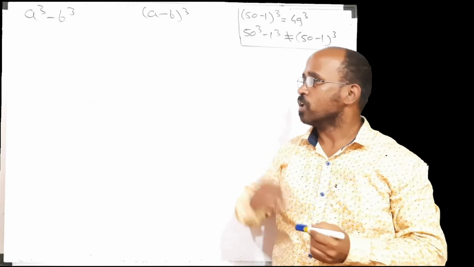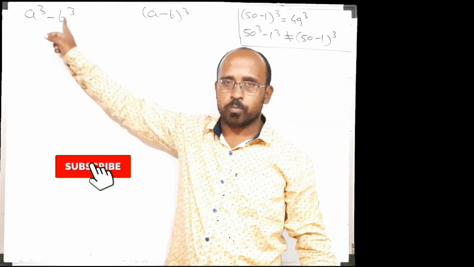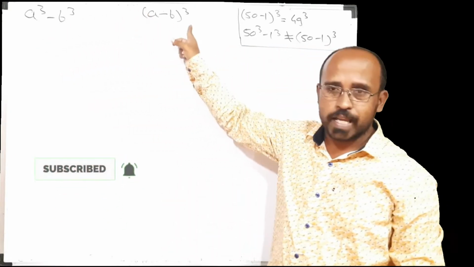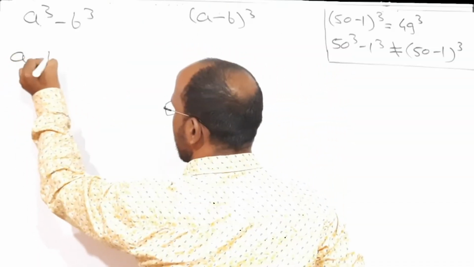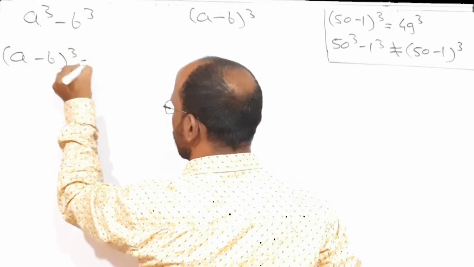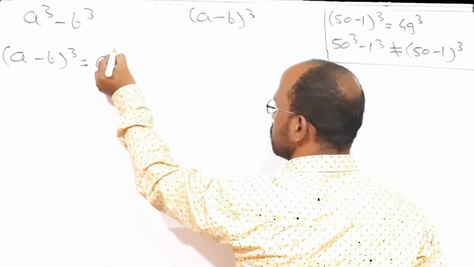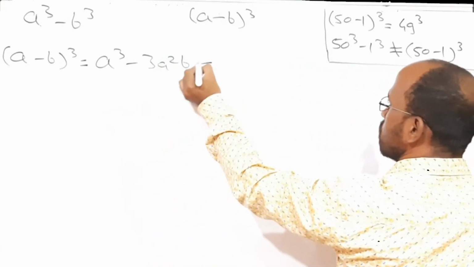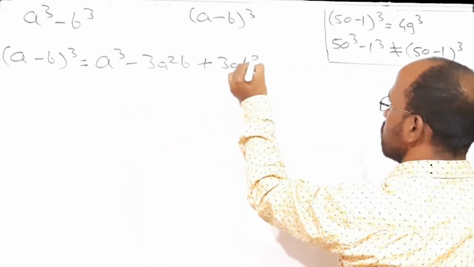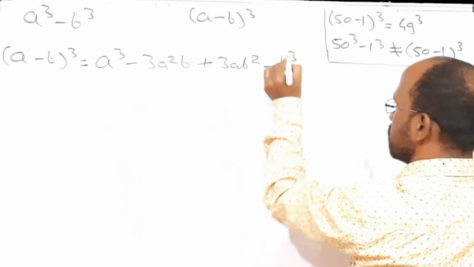Okay students, so let's derive the formula for a cube minus b cube by using the formula of (a minus b) cube. Let's write the formula of (a minus b) cube first. (a minus b) cube is equal to a cube minus 3a square b plus 3ab square minus b cube.